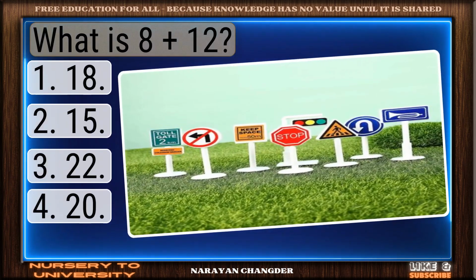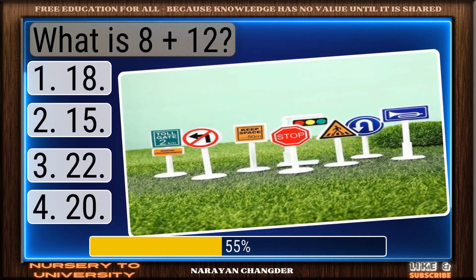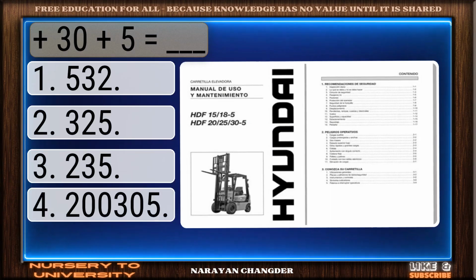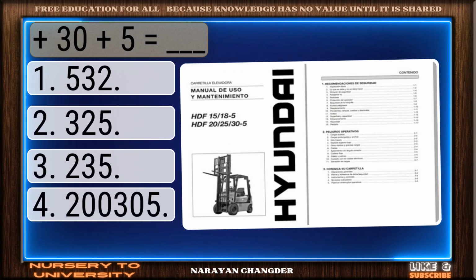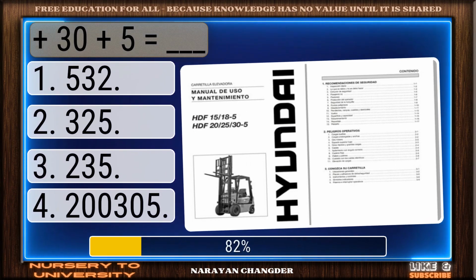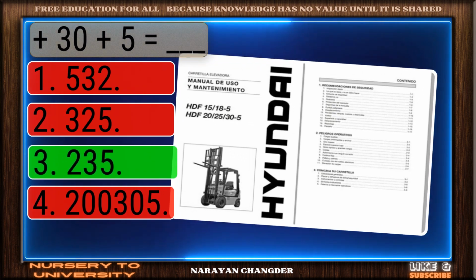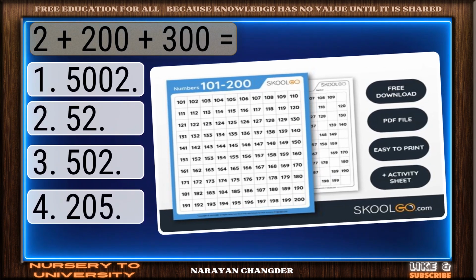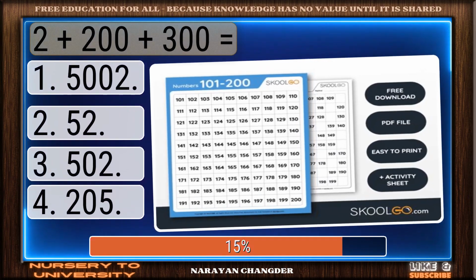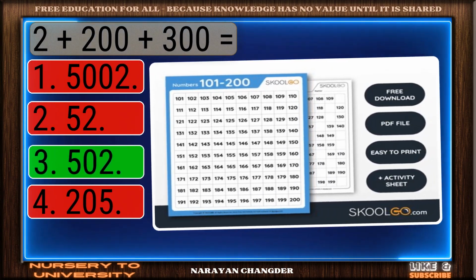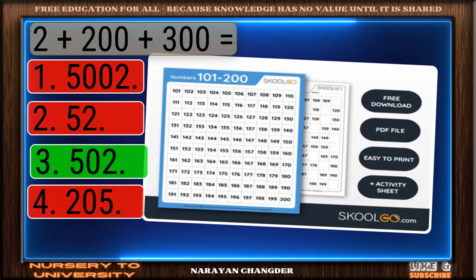What is 8 plus 12? Solid response. 20 is a valid choice. Plus 30 plus 5 equal to dash. Nice work. You chose 235 and it is correct. 2 plus 200 plus 300 equal to? Well picked. 502 is the correct answer.